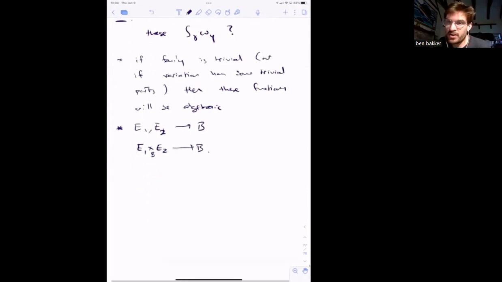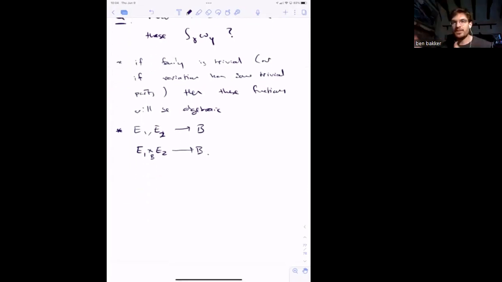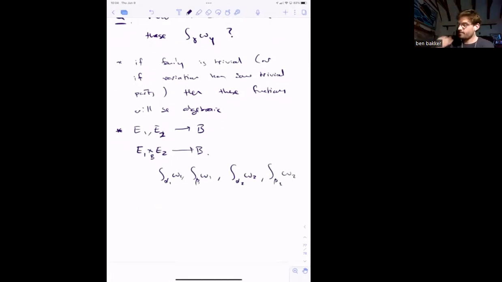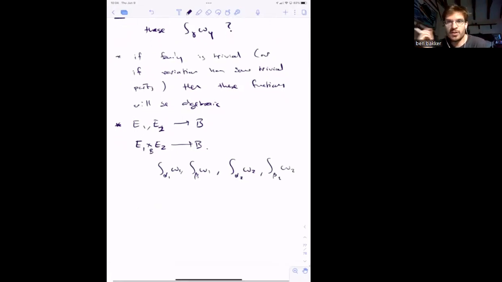Okay, and what sort of periods do we get? Well, obviously we get the periods of the two families of elliptic curves. So we get the alpha 1 omega 1 and the beta 1 omega 1, and we get the alpha 2 omega 2 and beta 2 omega 2. Okay. And if these two elliptic curves are isogenous, then that's going to imply some equality between these periods, right?